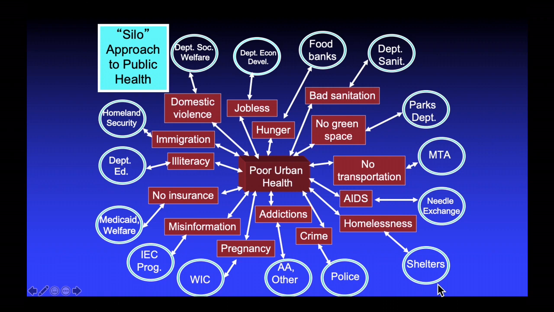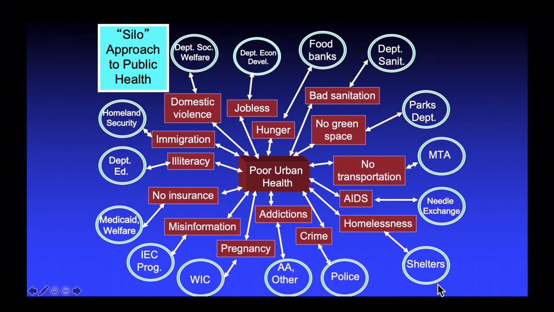We have bad sanitation, we have the Department of Sanitation. We have no green space, we have the Parks Departments. No transportation, we have the Transportation Authority. We have HIV, we may have a needle exchange program. We have homelessness, we have shelters, we have crime, we have police, and on and on and on. We have all of these silos.